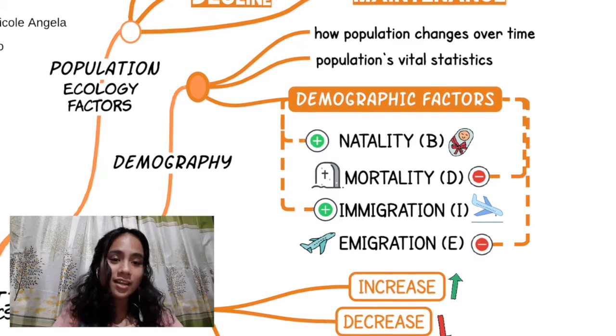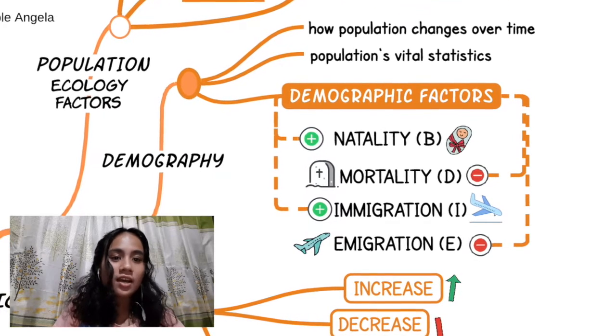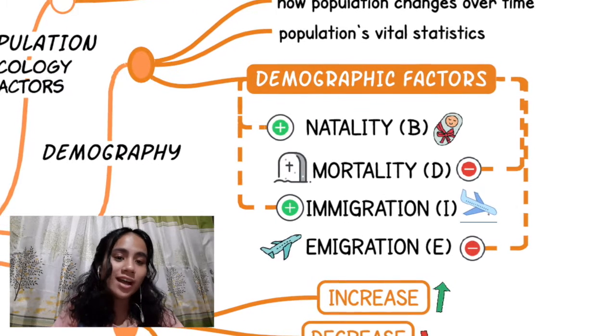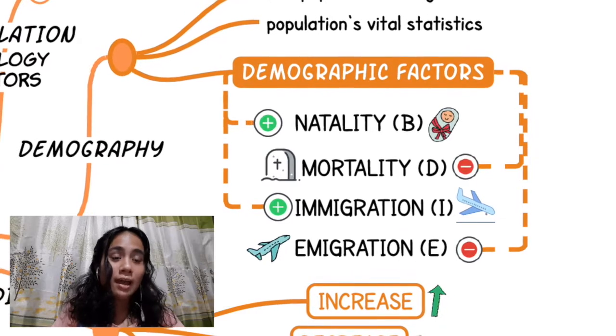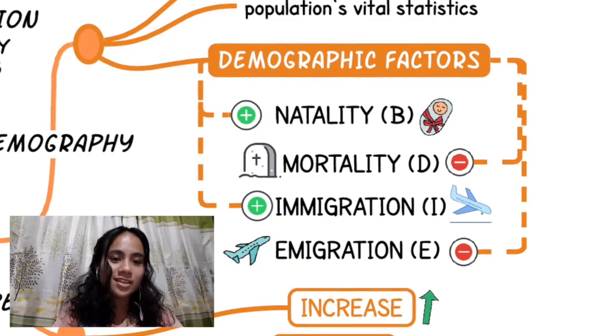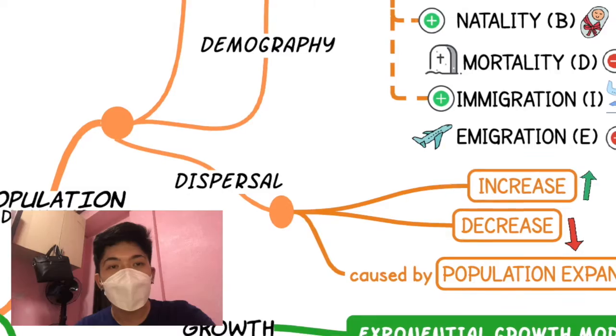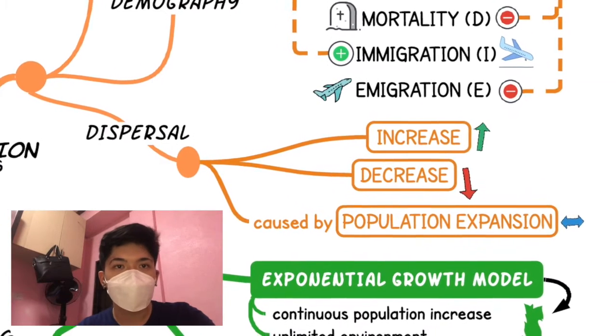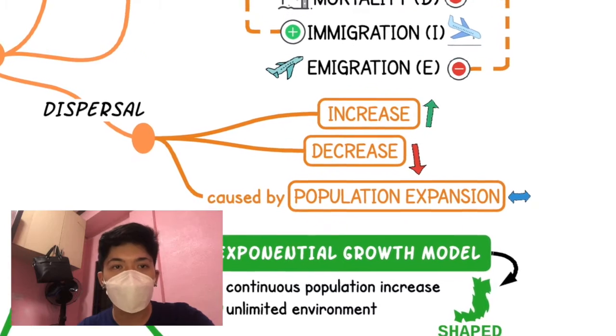This also includes demography, which pertains to the study of vital statistics of a given population and how it changes over time. Also, there are demographic factors that affect the population. These are the natality or birth and immigration, which adds to the population density of an area, as well as the mortality or death and emigration, which causes decrease in the population density. Another is the distribution of an organism from one place to another, which is the dispersal. This is caused by the population expansion that results in either increasing or decreasing of a population.